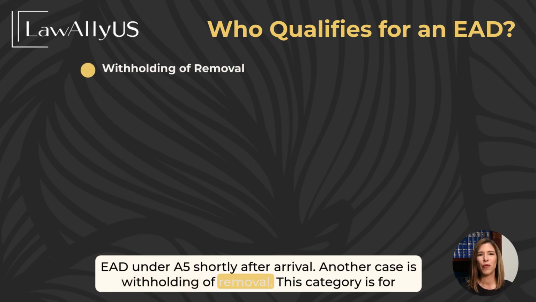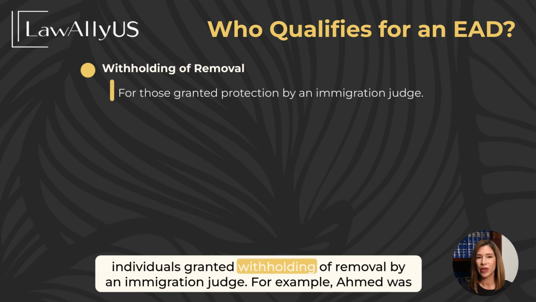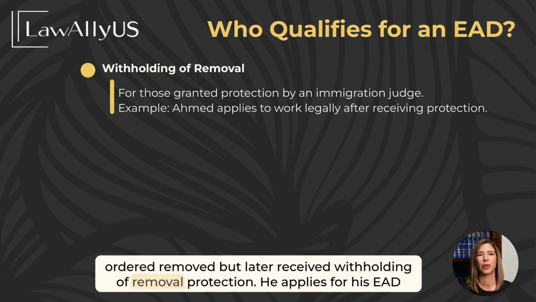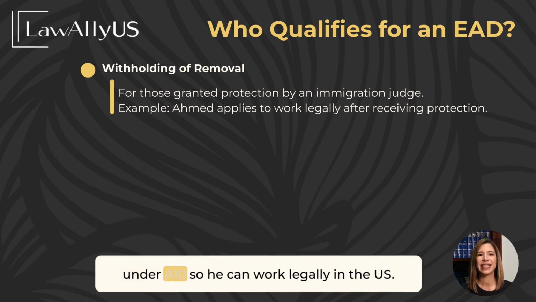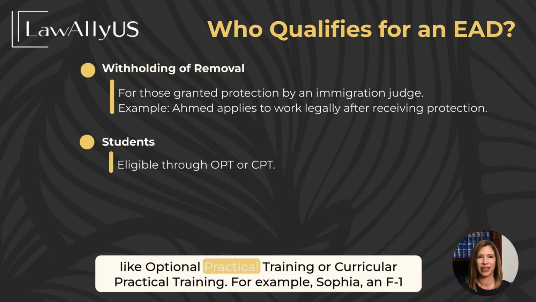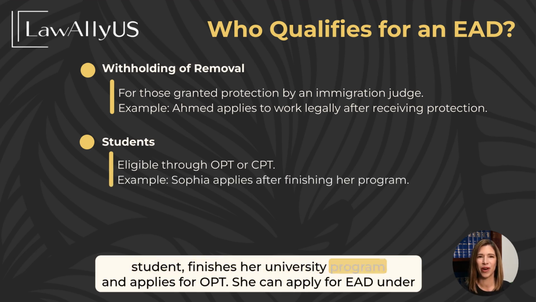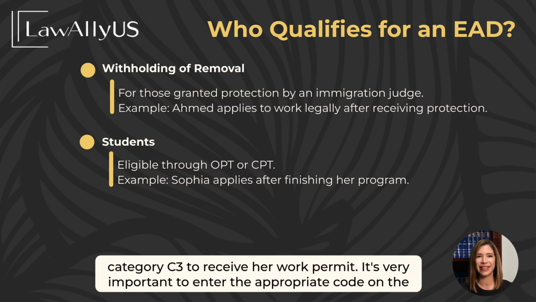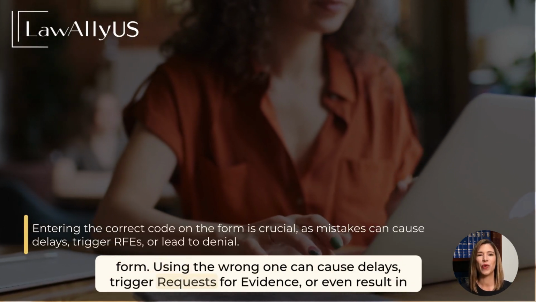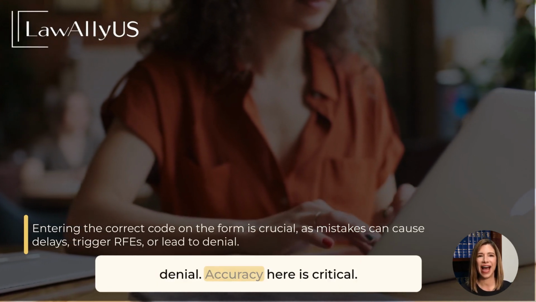Another case is withholding of removal. This category is for individuals granted withholding of removal by an immigration judge. For example, Ahmed was ordered removed but later received withholding of removal protection. He applies for his EAD under A10 so he can work legally in the U.S. Last example is international students. They may qualify for work authorization through programs like optional practical training or curricular practical training. For example, Sophia, an F1 student, finishes her university program and applies for OPT. She can apply for EAD under Category C3 to receive her work permit. It's very important to enter the appropriate code on the form. Using the wrong one can cause delays, trigger requests for evidence, or even result in denial. Accuracy here is critical.